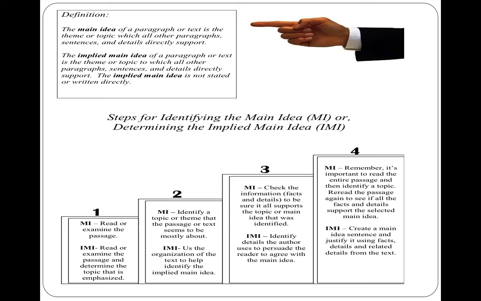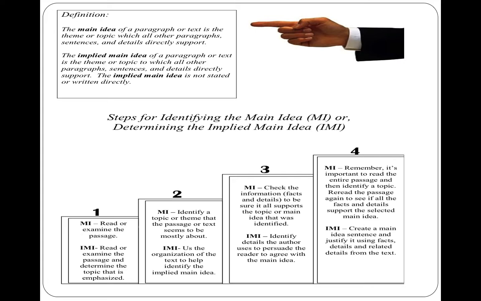So think about that as being sort of the structure of the house that you're building. You have a lot of things: drywall, plumbing, flooring, roofing. But in the end, really, you need a basic structure, and that's what the main idea is. It's going to hold up your house, and basically everything else is just supporting. An implied main idea is the same thing, but it's not something that's stated or written directly.